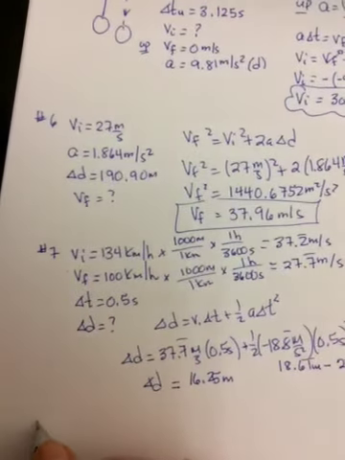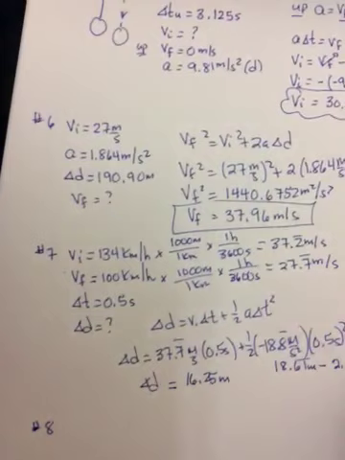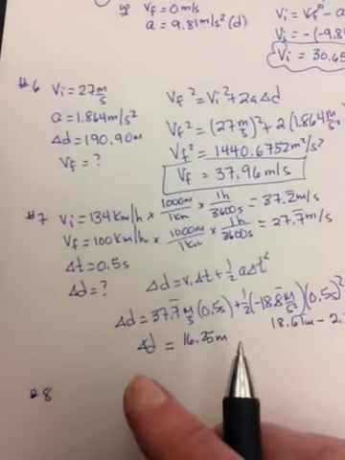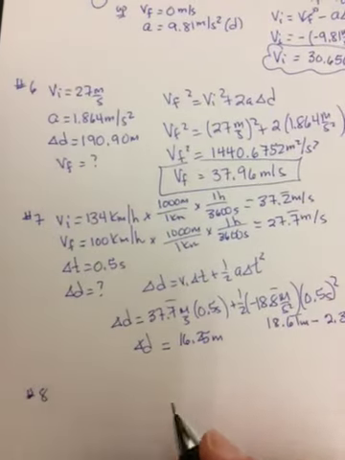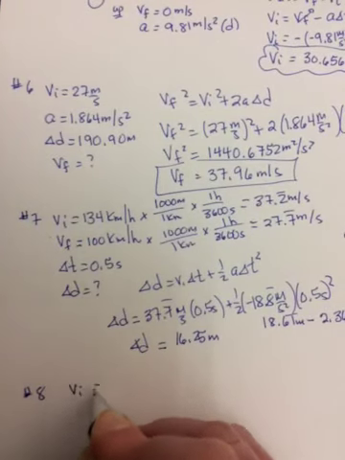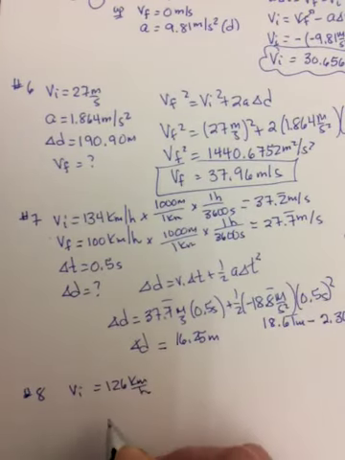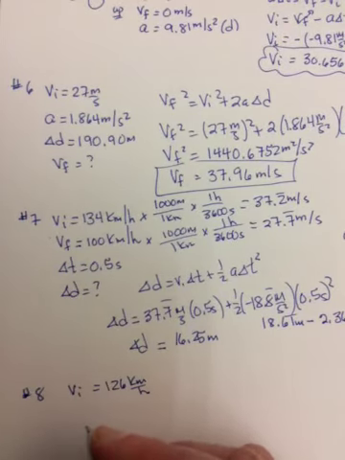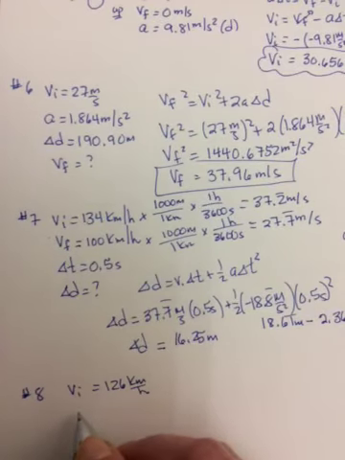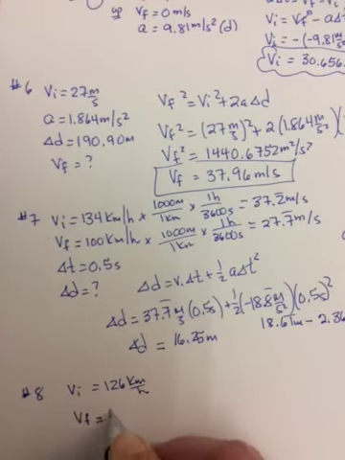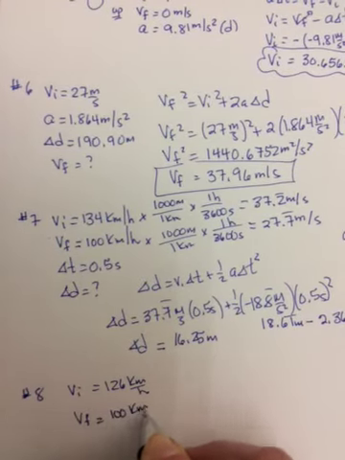Okay, number eight, we're probably going to run out of time. Says, you decide to pass a car on the Trans-Canada. By the time you've passed the car, you're traveling 126 kilometers per hour. Again, you need to change this. You then spot a police cruiser, hit the brakes, slow down to 100. This sounds familiar. 100 kilometers per hour.